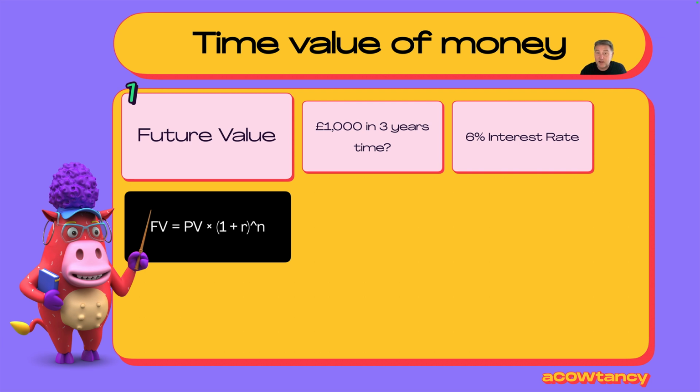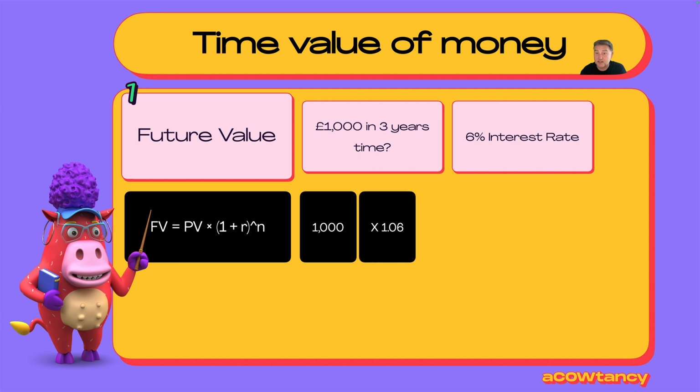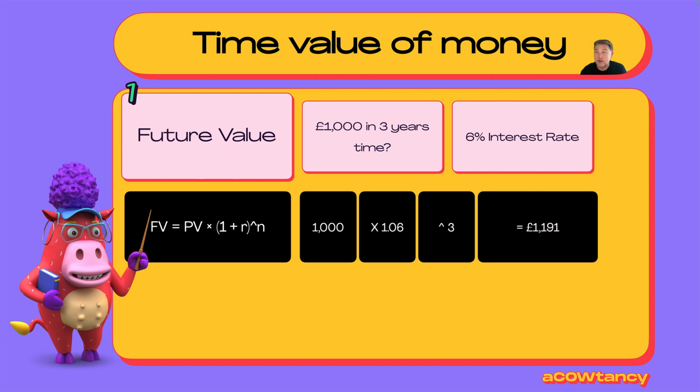You take the present value, so that's the 1,000 now, times it by 1 plus r. Well, r is the interest rate, so 1 plus 6% is 1.06. So times it by 1.06 to the power of n, so that's to the power of the number of years, if we're talking in years, which we are this time. So that, multiply all that through in your calculator, and you'll get, with a little bit of rounding, 1191.